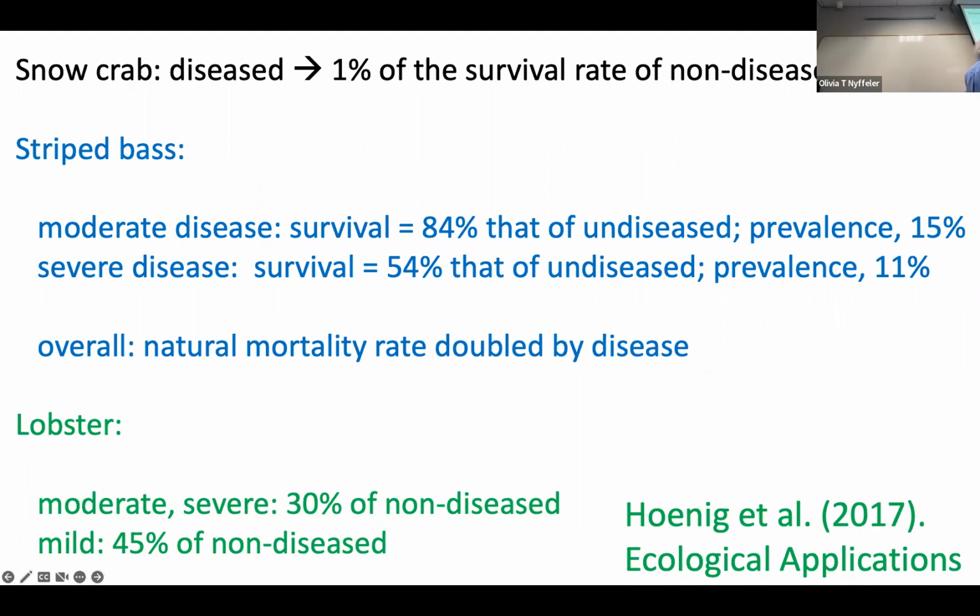And for lobster, moderately diseased animals and severely diseased ones seem to have about 30% of the survival of non-diseased ones. So that's a third of it. Mild ones had half the survival of non-diseased animals.